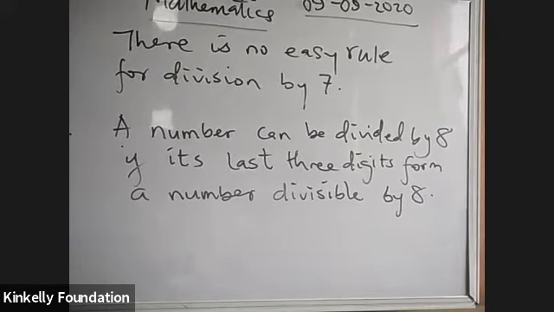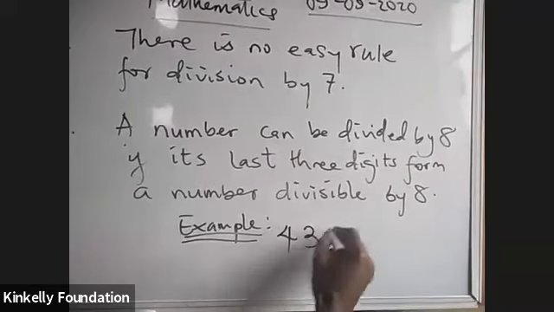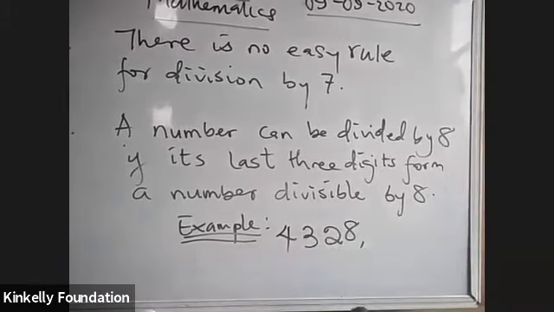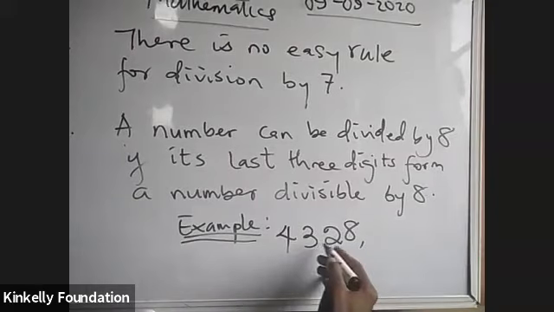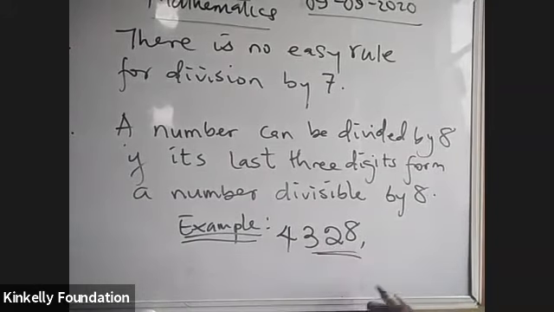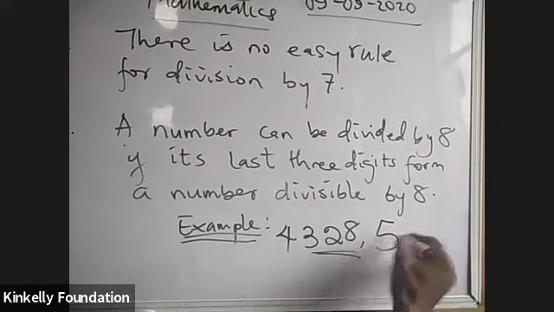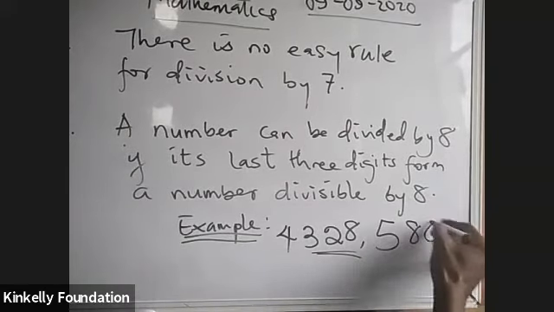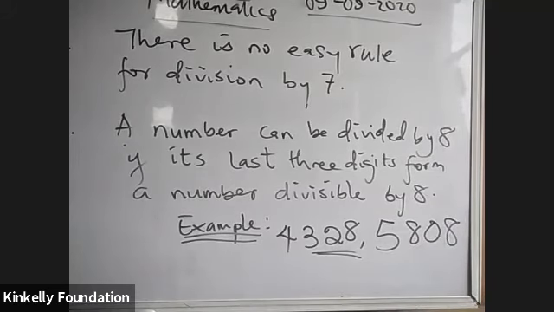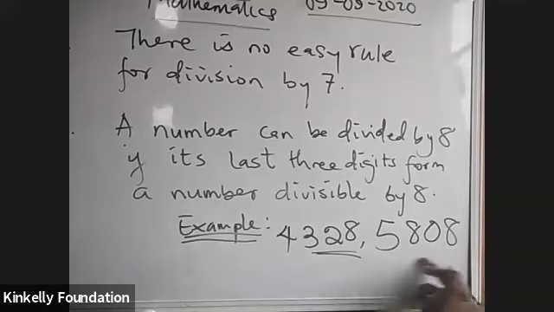Look at 4328. It can be divided by 8 because these last 3 digits, 328, can be divided by 8. Even 5808, can be divided by what? 8. So far as the last 3 digits are divisible by 8, then the whole number can be divided by 8.